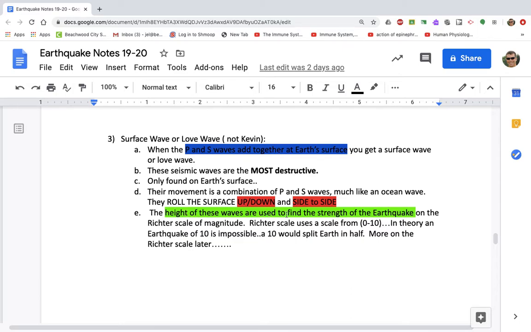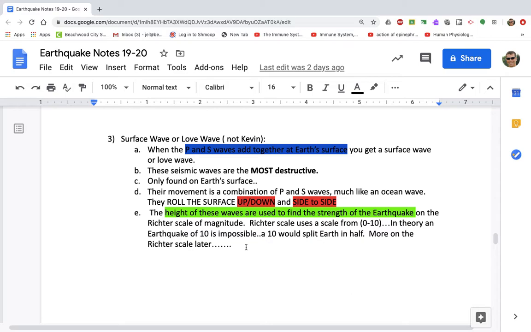Notice the height of these waves is used to find the strength of the quake on the Richter scale. The Richter scale, guys, goes from 0, which basically is nothing, no earthquake, up to a 10. And in theory, an earthquake of a 10 is absolutely impossible. A 10 would be such a strong quake that it would split Earth into two.